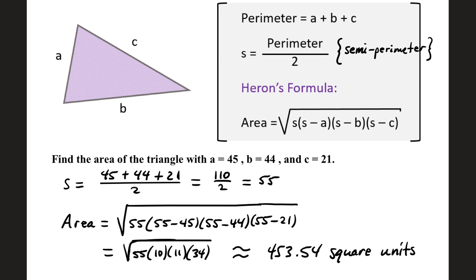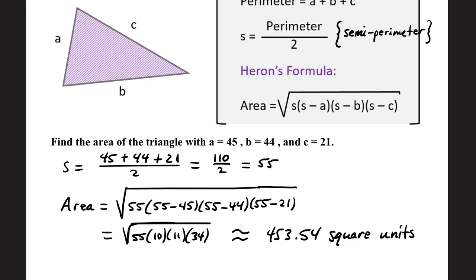Everything goes under a square root, and it's all multiplied together. So we're going to be calculating the square root of 55 times 10 times 11 times 34, which is 453.54 square units if you round to the nearest hundredth.